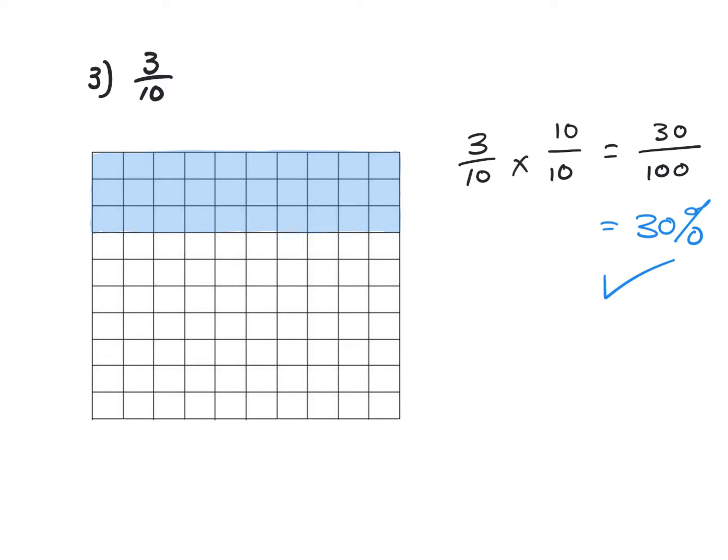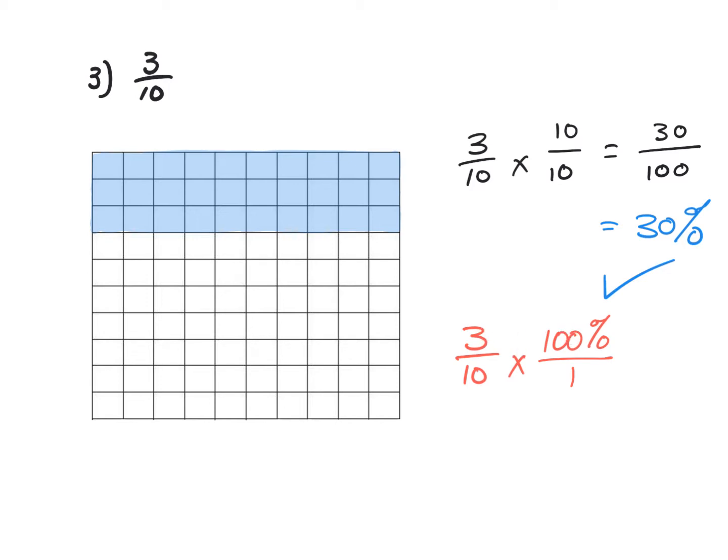Now there is also an alternative way to convert this particular fraction to a percentage, and I'll show you that now. And here it is. 3 over 10, which is our question, multiplied by 100%. And if we wanted to, we could actually turn that into a fraction as well. And all we need to do now is simply multiply out.